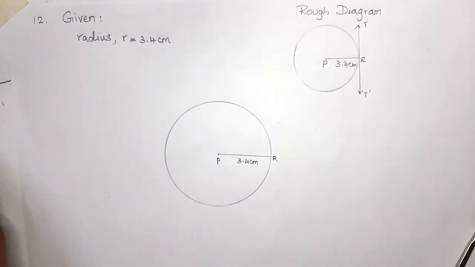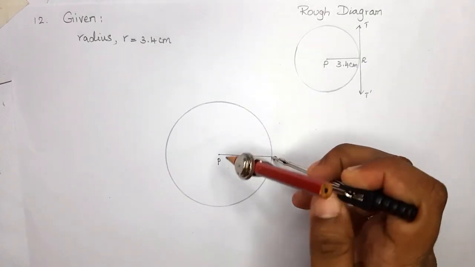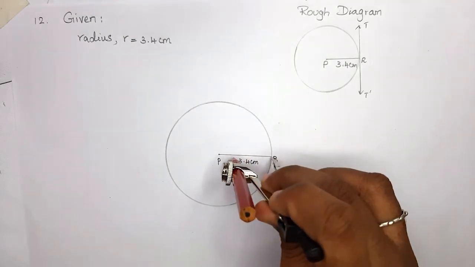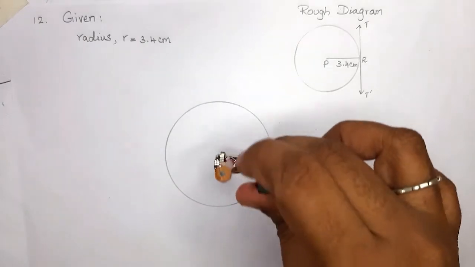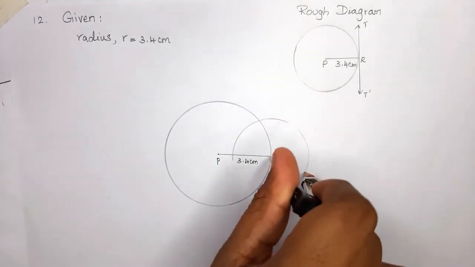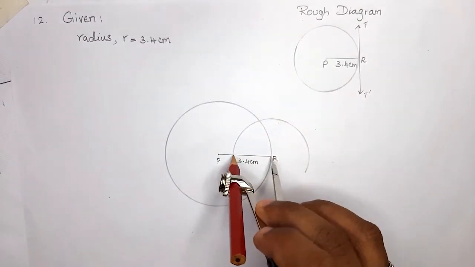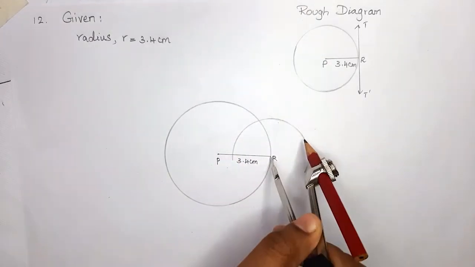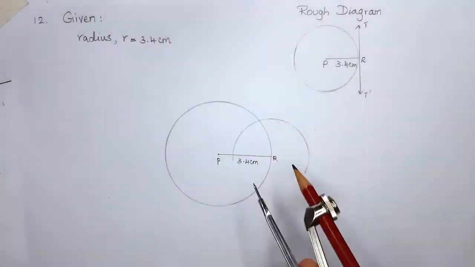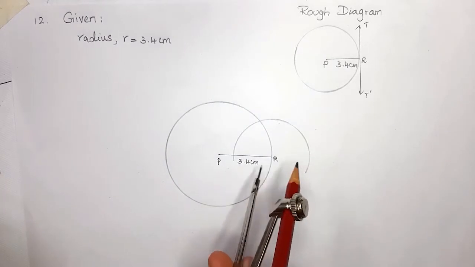Now we are going to construct the tangent. Take your compass, place it on the point R, take more than half of the line PR and draw a semicircle. Place your compass on the point R, take more than half of the measurement of PR and draw a semicircle. Don't change the measurement. With the same measurement, the semicircle touches the line PR at a point.